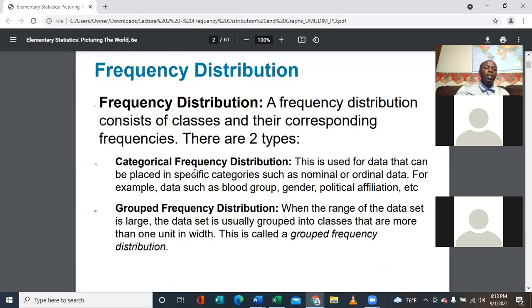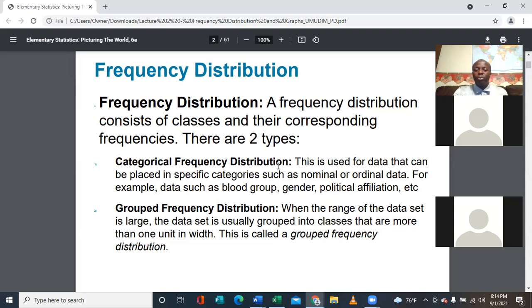So when we have any distribution or a table that consists of classes and their corresponding frequencies, we call it a frequency distribution. We have two types. One is the categorical type, and the other one is the grouped frequency distribution. I would say that both of them are almost similar, because even the categorical frequency distribution involves grouping, except that we use it for nominal data or ordinal data, while the grouped frequency distribution is used mainly for quantitative data.